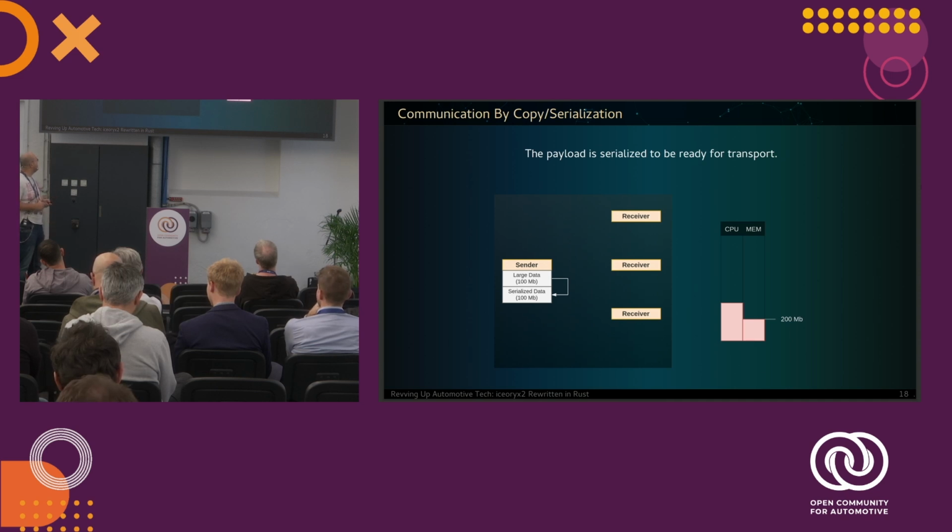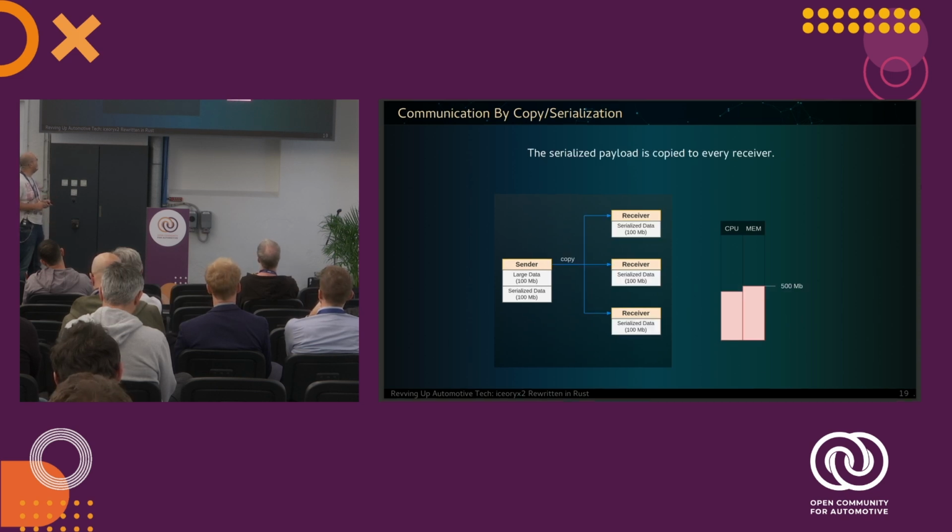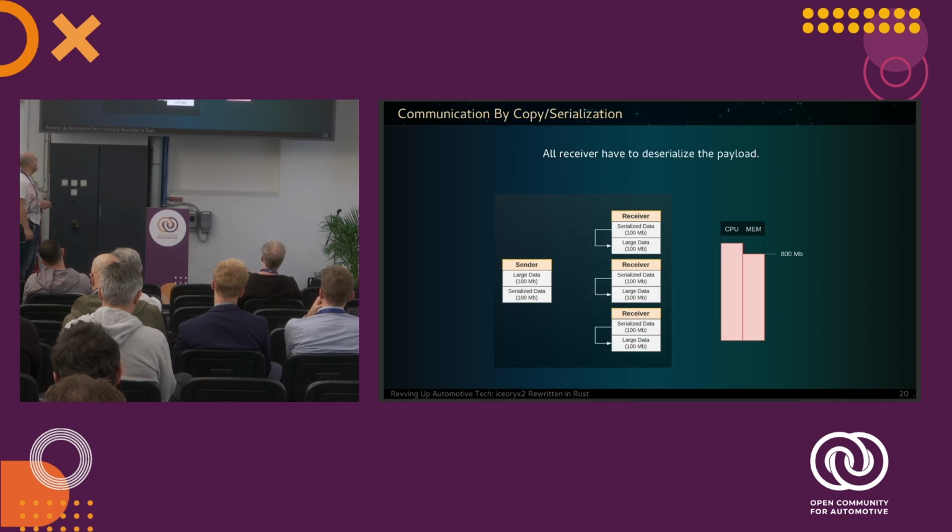So now you have serialized your data, and now you copy the data to all of the receivers. They receive now serialized data, and now you have a total of 500 megabytes in the system, and it causes a lot of CPU load since you have to copy it all over to every receiver individually. So the next thing is now the receiver would like to consume the data. Therefore, it has to, again, deserialize the data, to get the original data. It costs you, again, memory.